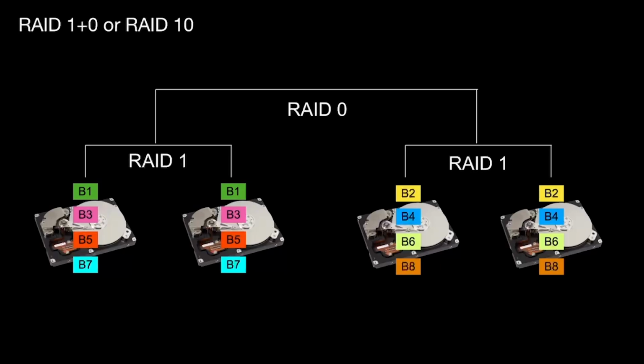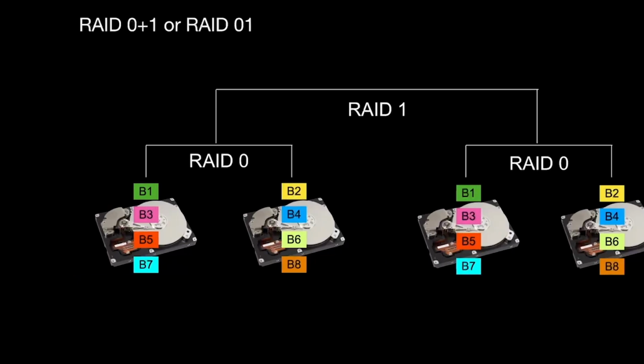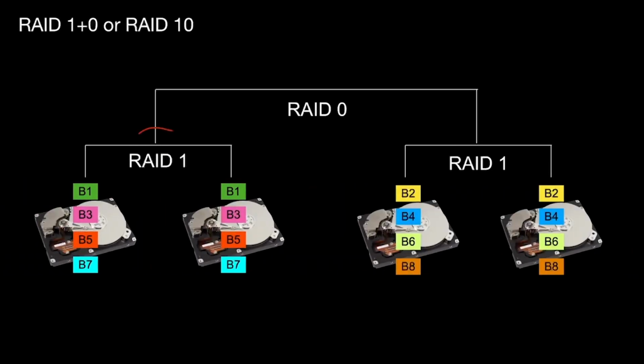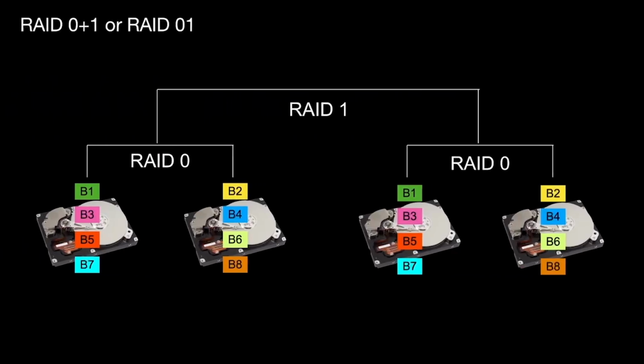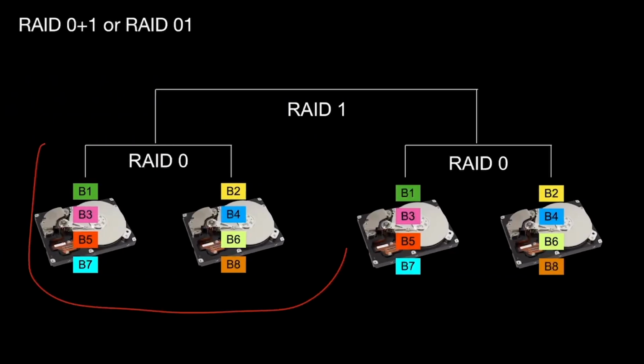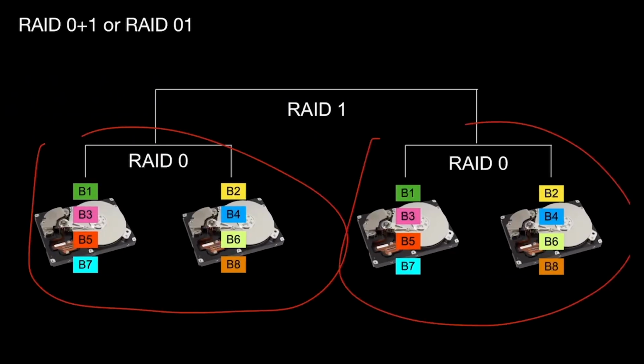Okay, so let's invert that. Now this is RAID 0 plus 1, or RAID 0,1. Before I had RAID 1 here and RAID 0 there, now I invert the roles. Now RAID 0 is here, RAID 1 is there. What are the performance characteristics?